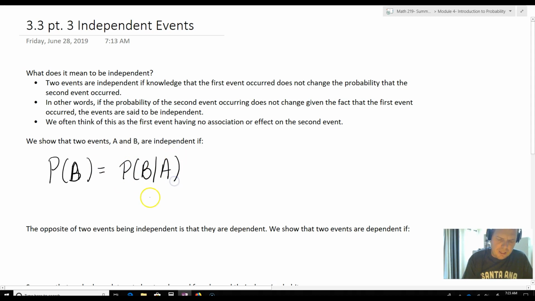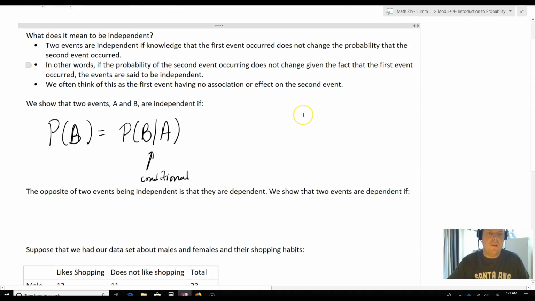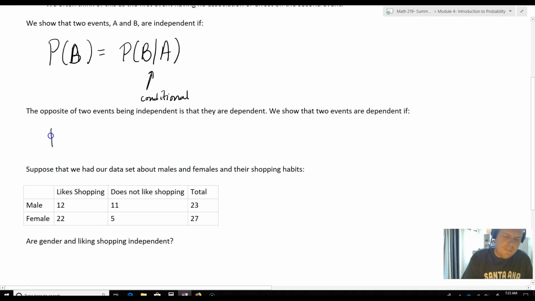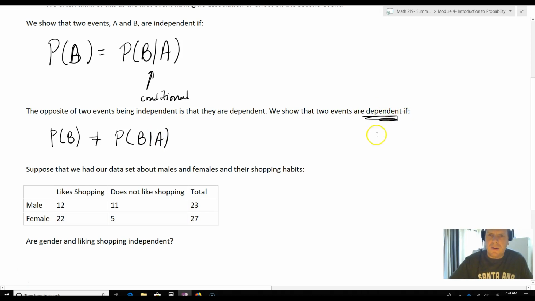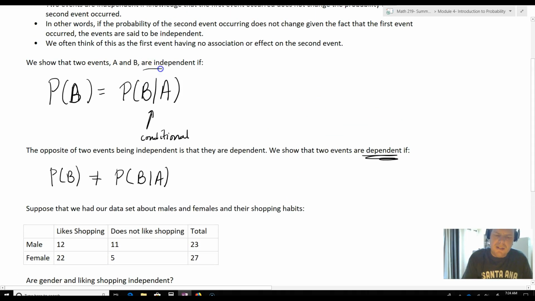Here is the conditional probability where we know that event A occurred. If that probability is exactly the same as the probability of B, then we say that these two events are independent. On the other hand, if the probability of B does not equal the probability of B given A, so these two are not the same, then we say that the two events are dependent. So independent means those two probabilities are the same. Dependent means that they are different.